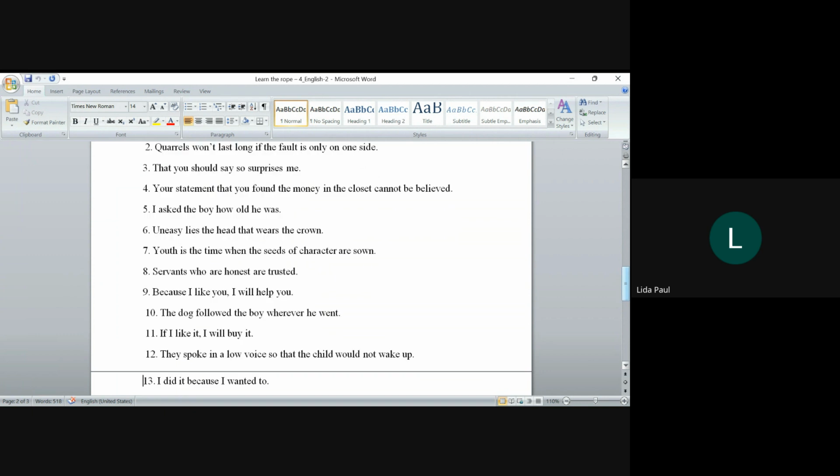Okay, ninth one. Because I like you, I'll help you. Because I like you. Correct. And this is an adverbial clause, ma'am. Adverbial clause, right? Because it's giving you a reason, the reason to help you. So yes, correct, adverbial. 10th one, the dog followed the boy wherever he went. Yes. Wherever he went. Correct.